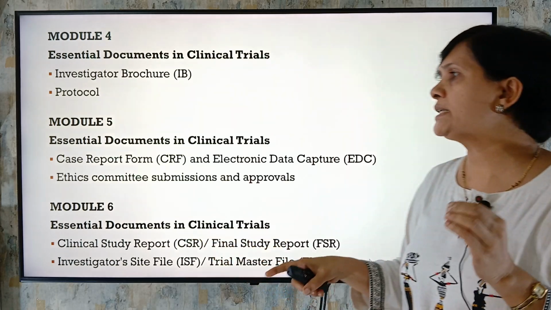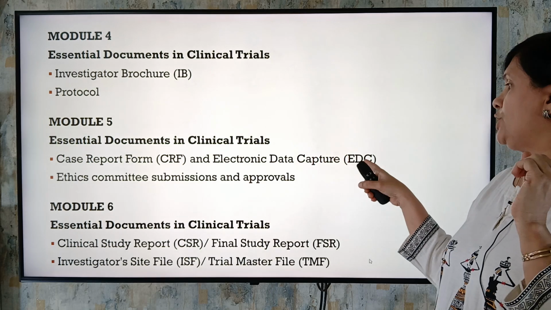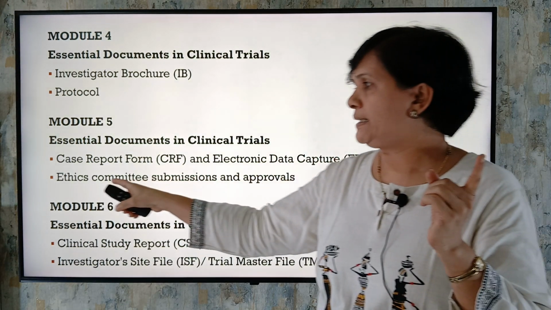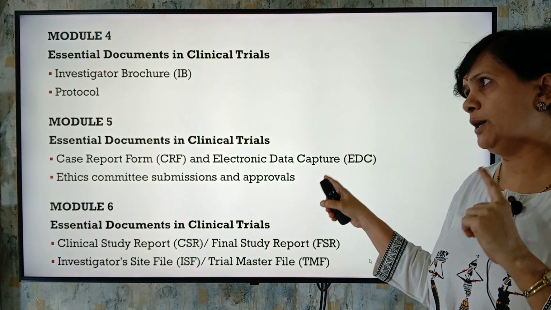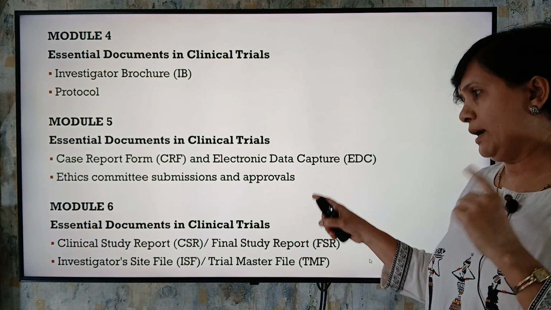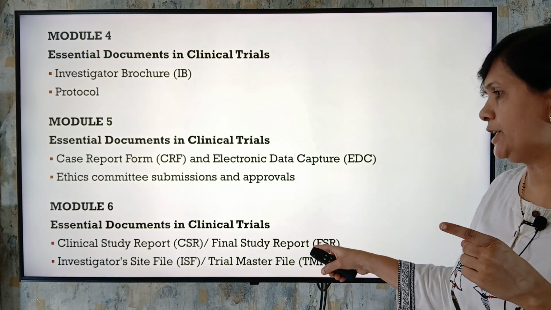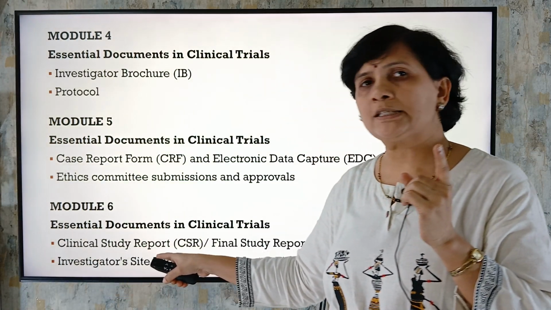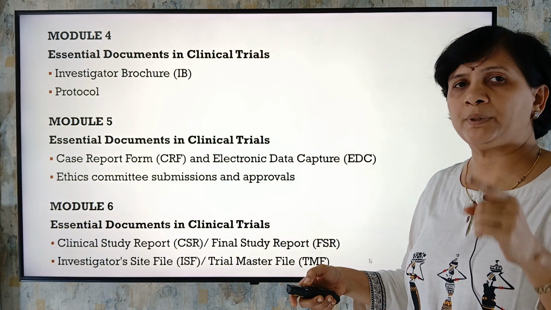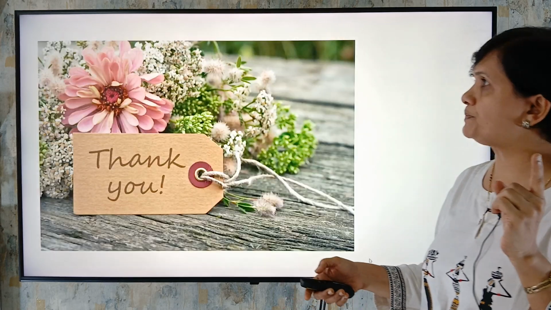Then in module 5, I will discuss the other documents like the case report form, that is CRF, and as I earlier mentioned, the tools, that is the electronic data capture or EDC, and then I will discuss the ethics committee submissions and approvals. In module 6, which will be the last module, I will discuss the last essential documents, that is the clinical study report or CSR, which is also called the final study report. And lastly, I will discuss the investigator's site file or the trial master file. So all the 6 modules will complete all the essential documents which are required for clinical trial documentation.